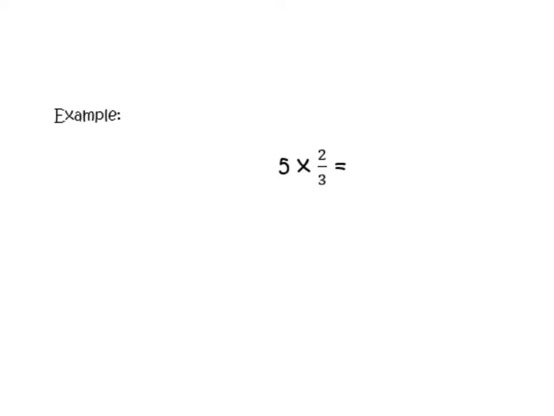Let's look at the example. 5 times 2/3. First multiply the whole number 5 by the numerator 2. 5 times 2 is 10. 10 is my numerator. The denominator 3 stays the same, so my denominator is 3. My answer is 10/3.